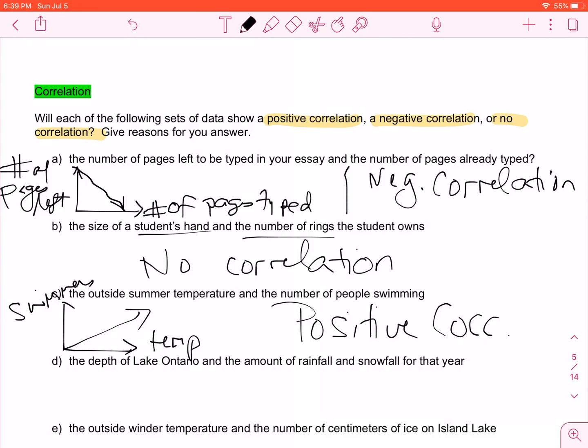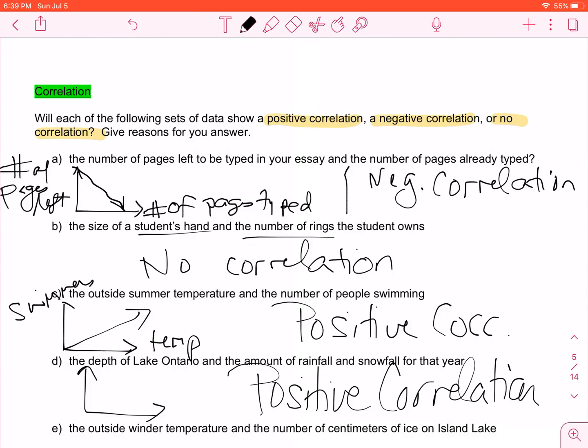The depth of Lake Ontario and the amount of rainfall and snowfall for that year. Okay, so if there is precipitation that is created, this also would be a positive correlation. So the more rain or snow adds to Lake Ontario, causing it to be a deeper body of water.